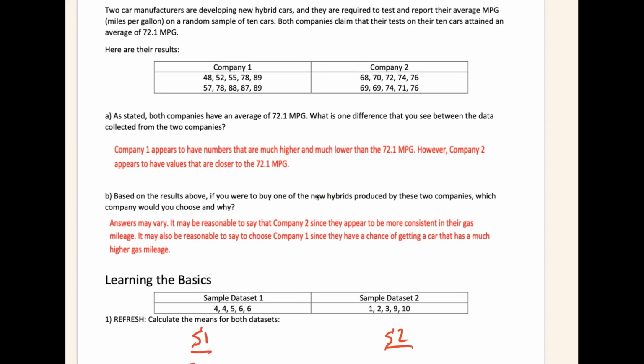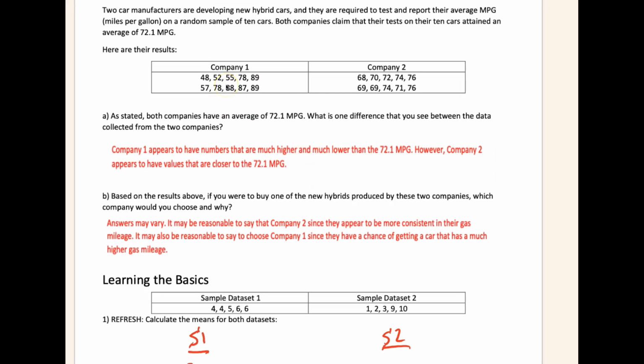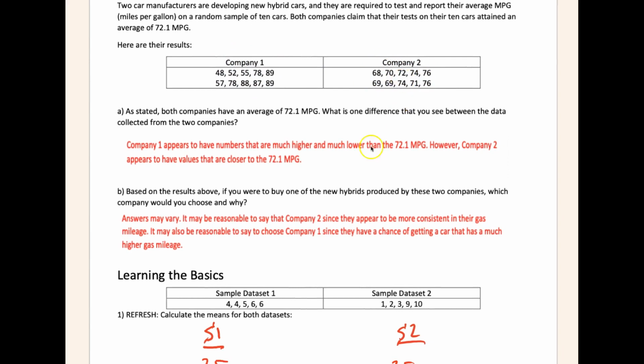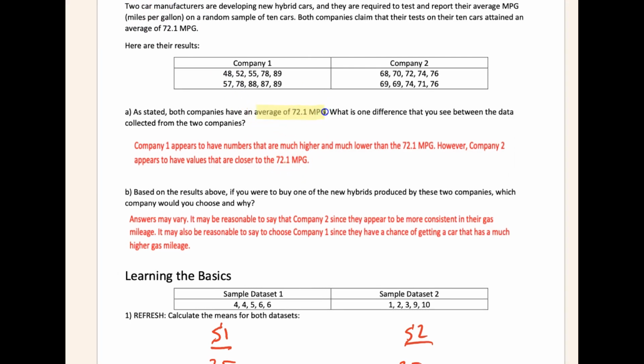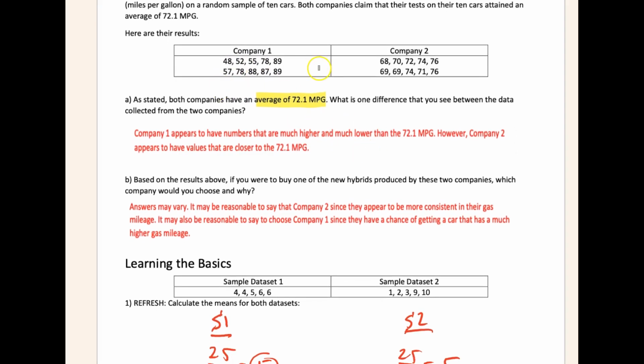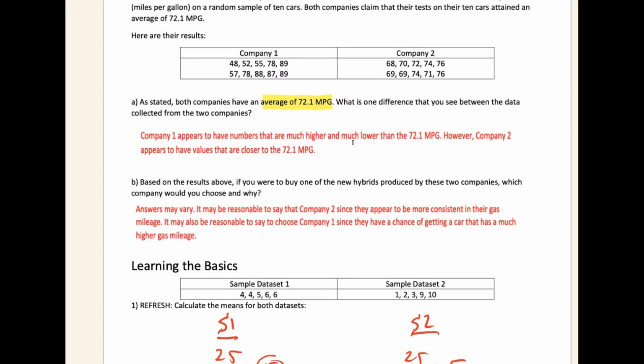the first question, what is one difference you see between the data collected from both companies? And you can see company one appears to have numbers that are much higher and much lower. There's what we would say more spread in this data set. Compared to here, the numbers are closer together. Again, although they both have an average of 72.1, meaning the center is about 72, you see a different result from their cars. And that is an example of what we're looking at when we say measure of spread.